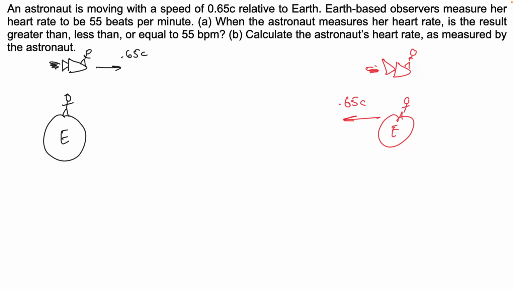So what we've got is a gamma factor of 1 over the square root of 1 minus 0.65 squared. What happened to all the c's? Yeah, they all cancel out. That's why we write it the way we do. 1.316 is what I got. Gamma has no units, it's just a number.